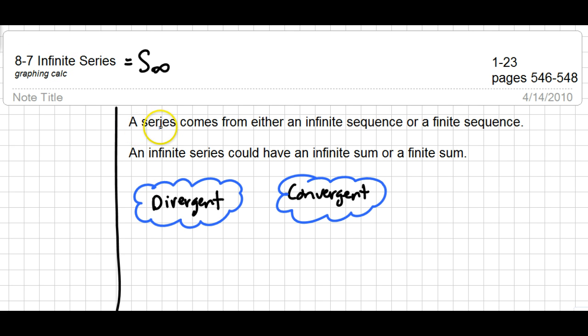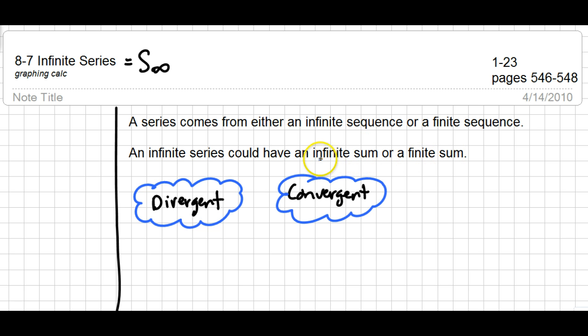Some of the series that we study come from either an infinite sequence or a finite sequence. Infinite sequences are sequences that go on forever. Finite sequences have an ending point. An infinite series could have either an infinite sum or a finite sum.